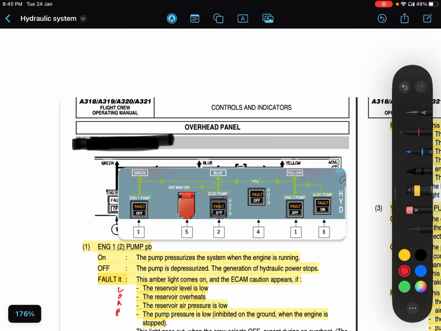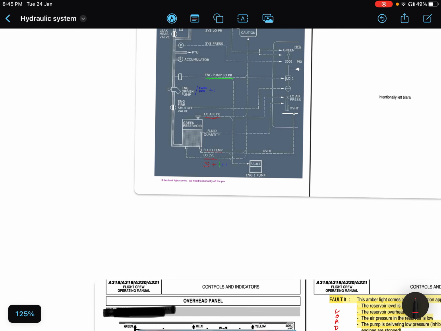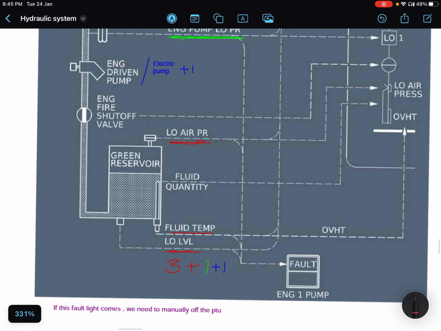These are the engine 1 pump and engine 2 pump. This is the electric pump. When does this fault light come? What are the reasons? Here are the reasons, you can figure it out from here only. Whenever there is low fluid level in the reservoirs, then this fault light comes.